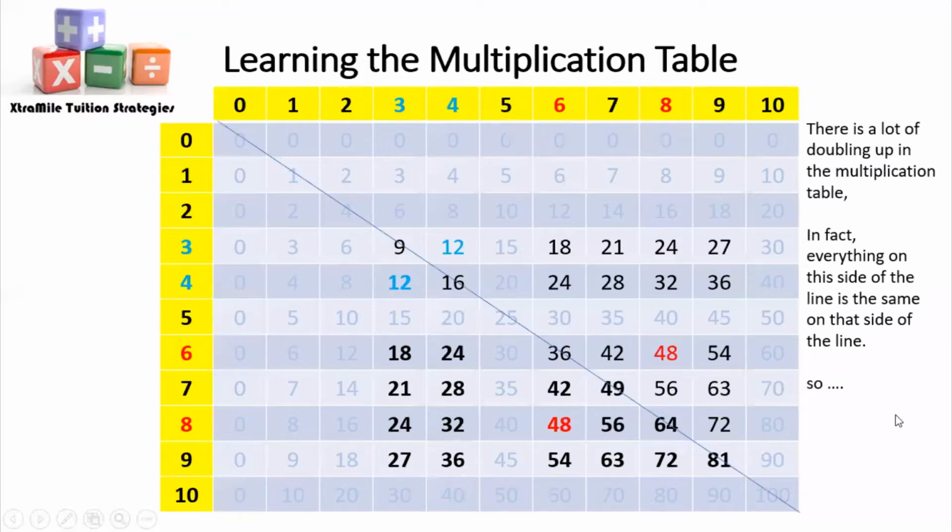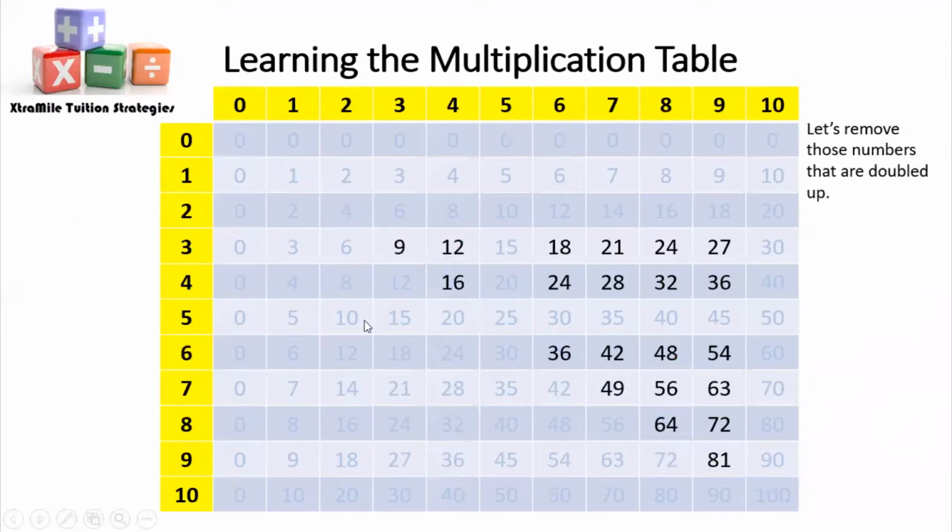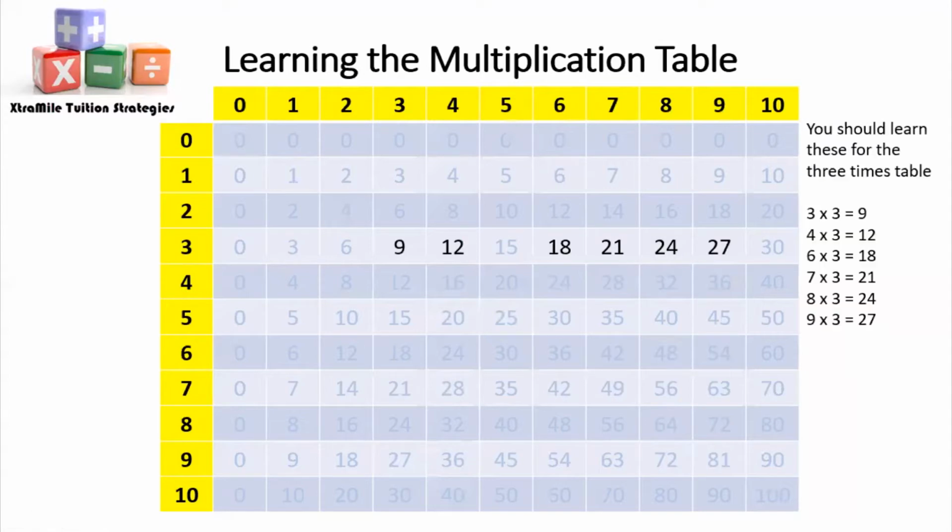There's a lot of doubling up in the multiplication table. In fact, on this side of the line, it's the same as on this side of the line. So let's remove those numbers on this side of the line to save that doubling up. What has that left to learn?